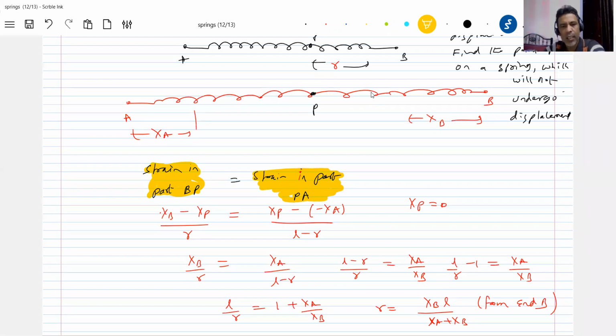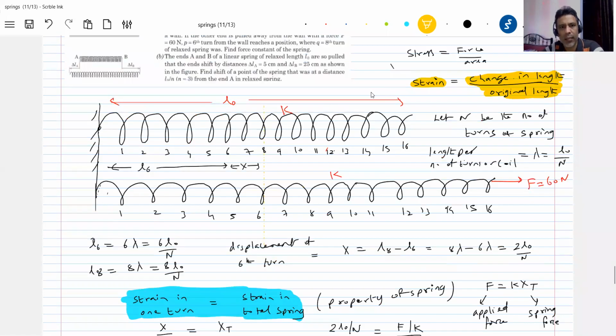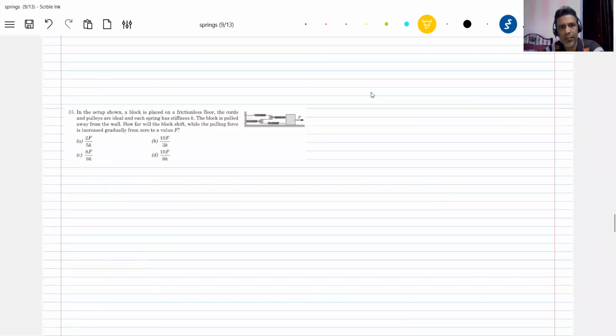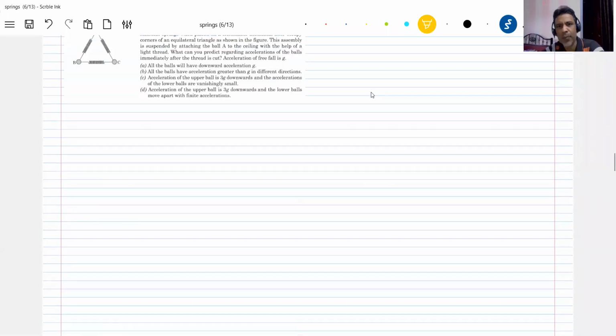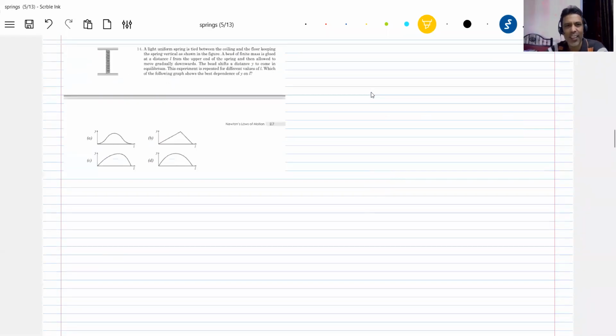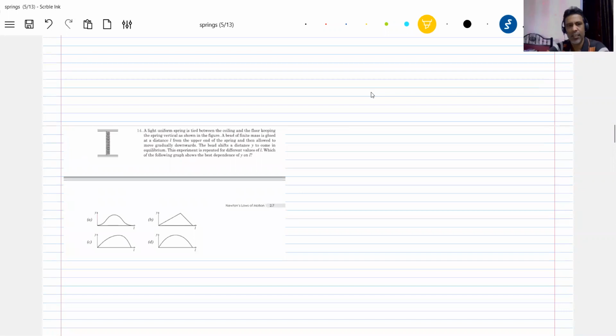The strain in every part of the spring must be constant. So strain in one part should be equal to strain in another part, or strain in one part should be equal to strain in the total part of the spring. Let's take a few more questions. All these are Pathfinder. Every question comes with some idea. There's a small question. We'll take this one here.